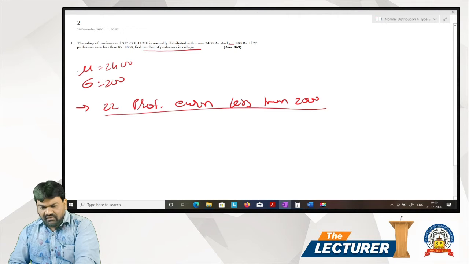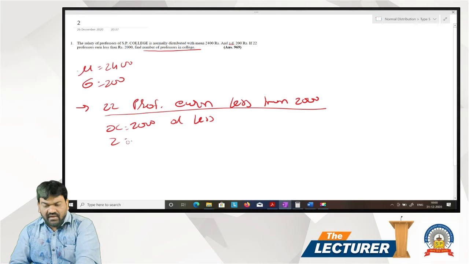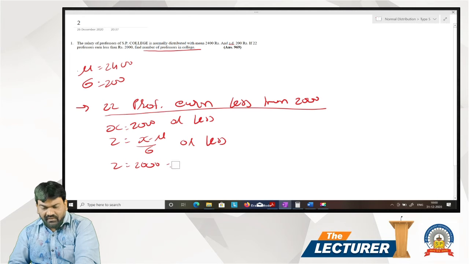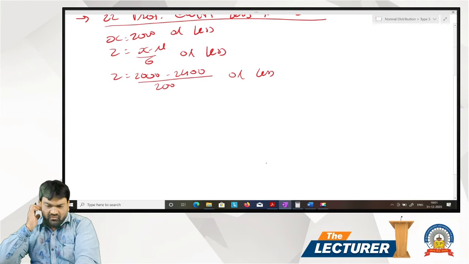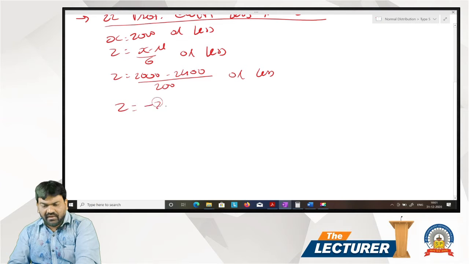So we have to find N. Now X is 2000 or less. Z is (x minus mu) upon standard deviation or less. 2000 minus mu 2400 divided by standard deviation 200 or less. So 2000 minus 2400 is minus 400, divided by 200, that is minus 2 or less.